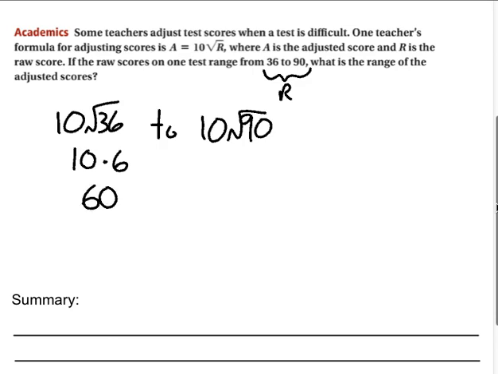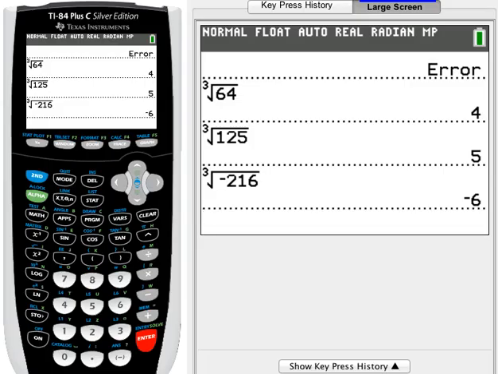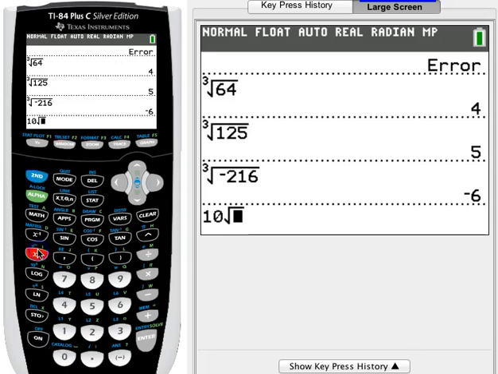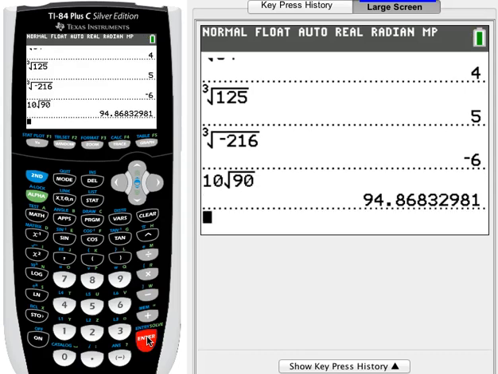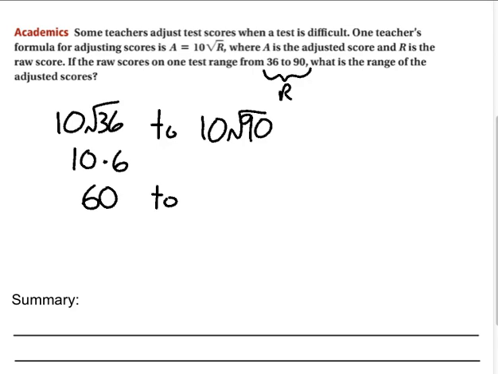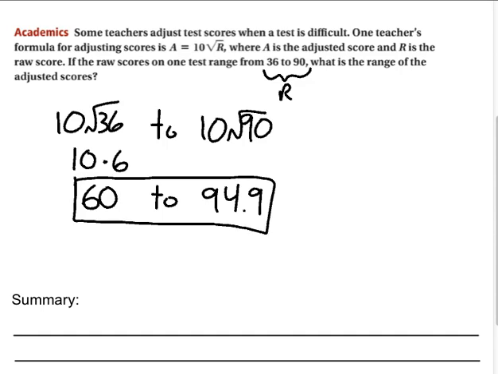So the person scoring a 36 would score a 60. What about the person that already scored a 90? Well, 10 times the square root of 90, that's not a nice number. So what I would do, I would just plug that in to my calculator. 10 square roots of 90, that person's now going to score a 94.9. Okay? So that's how you can do your adjusted scores. Just plug it in, and this would be the range of values that the students would get based on those adjusted scores that the teacher is going to use.